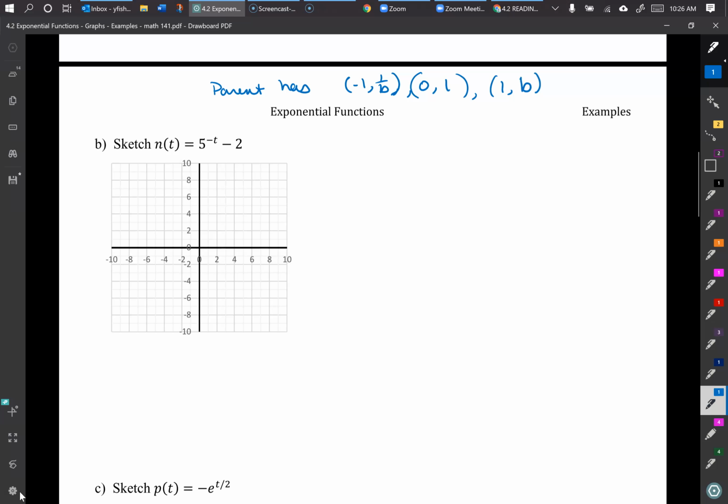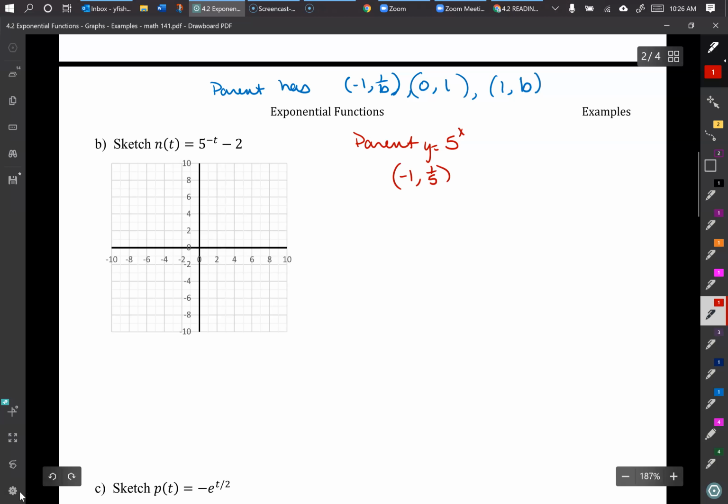So we have our parent is going to be the 5 to the x, right? And so we would have these points, negative 1, 1/5, and then 0, 1, because anything to the 0 is 1. And then when we put 1 in for x, we have just the base, 5. You could add another one in there if you wanted to, just for good measure. If you wanted to put 2 in there, then that would just be 5 squared. You could put 25.